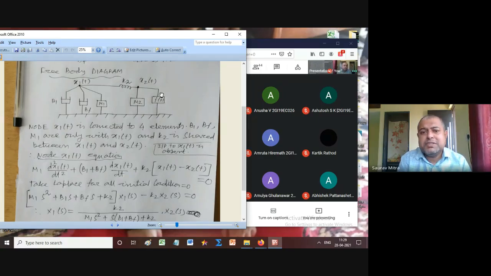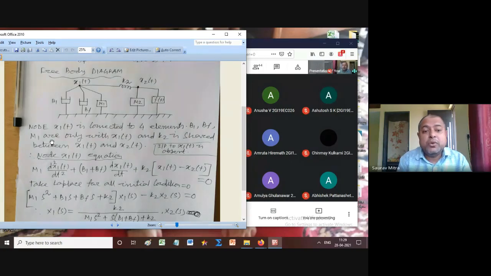This is like V or this is like I, the input to the circuit, but I can write the equation from the left side. So node X1 is connected to 4 elements. First one is B1, second one is BF, third one is M1 and fourth one is K2. These are the 4 elements. Among that, B1, BF and M1 are only related to X1 and are not shared, whereas this K2 is shared by the X1 and X2 nodes.